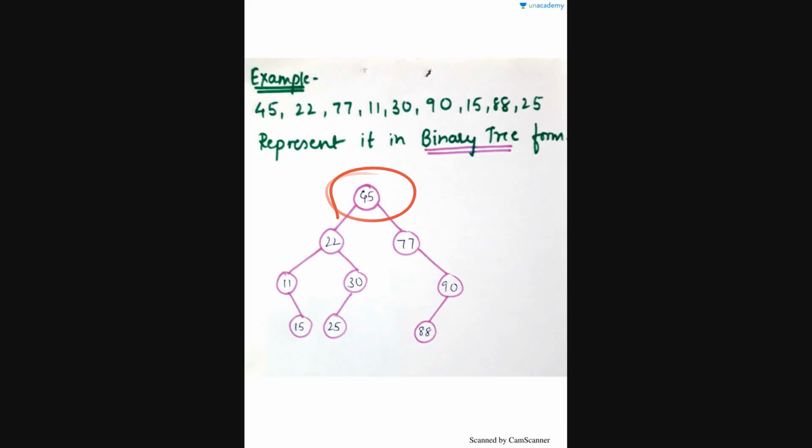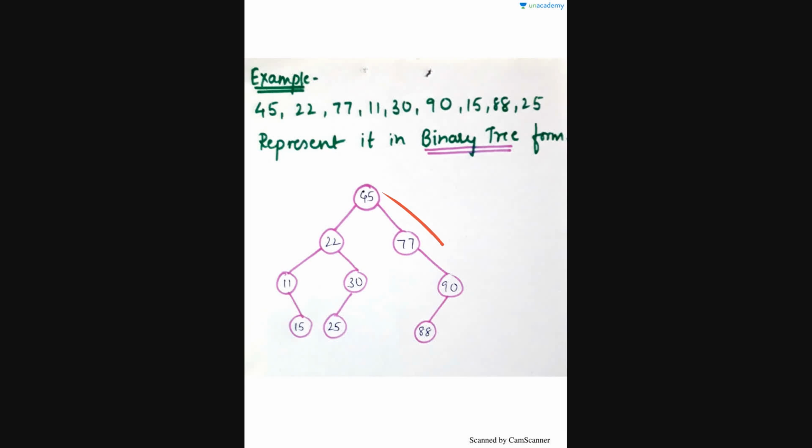Then next element I'll go for 22. Is 22 smaller or greater than 45? It's smaller than 45, so it will be placed on the left hand side of the root node. Then next I'll go for 77, the next node. 77 is greater than 45, so it has to be placed on the right hand side according to the binary tree. So it will be placed on the right hand side.